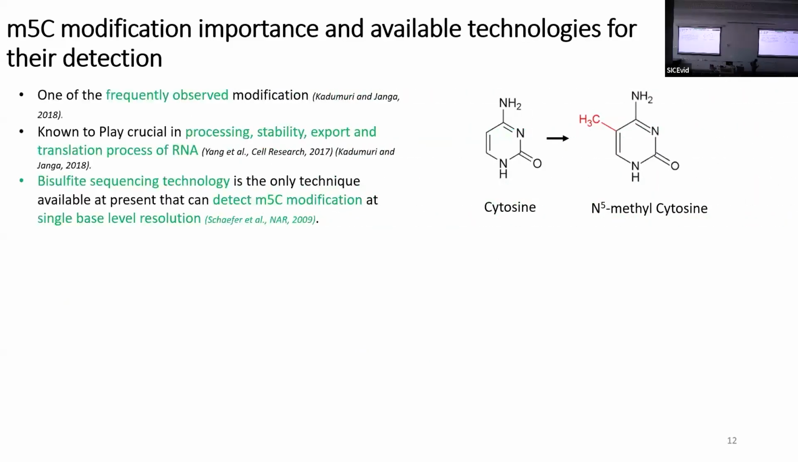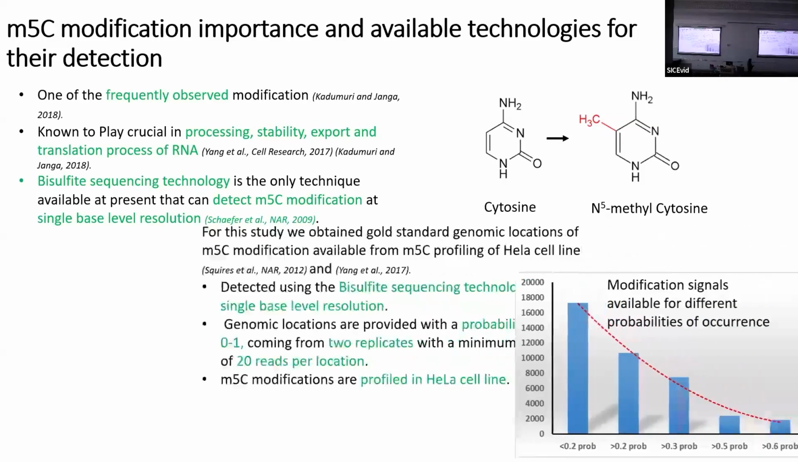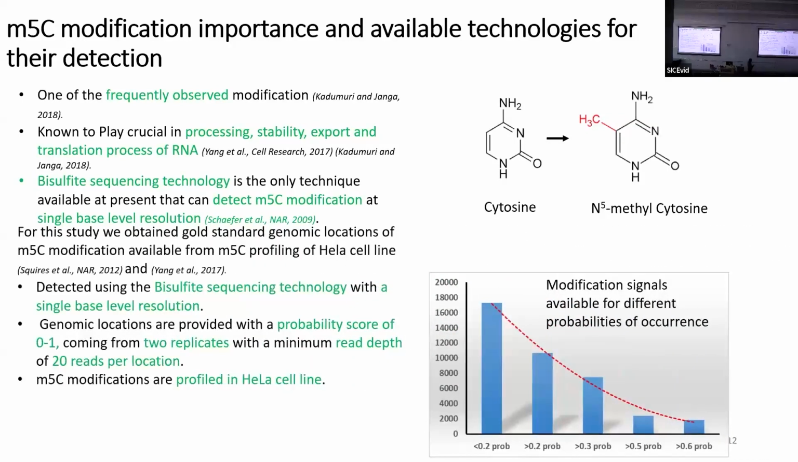And for this particular modification, there was a lot of work done using bisulfite sequencing. If you remember, I said bisulfite sequencing is used for mapping a methyl cytosine. And two different studies independently reported good quality data for the cell line called HeLa. We love working with cell lines because you can tame them very well in the lab, and we know what to expect. There are not many variables that you have to work with, at least for technology development.